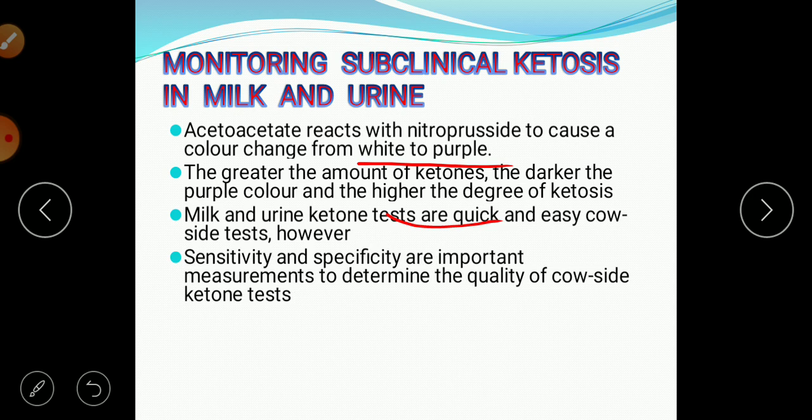However, sensitivity and specificity are the most important measurements to determine the quality of the cow side ketone body test, because we get the milk and urine very easily. In general, in ketosis, we get a very sweet odor from the milk and from the nasal secretions. But in subclinical ketosis, we might not get these types of symptoms.